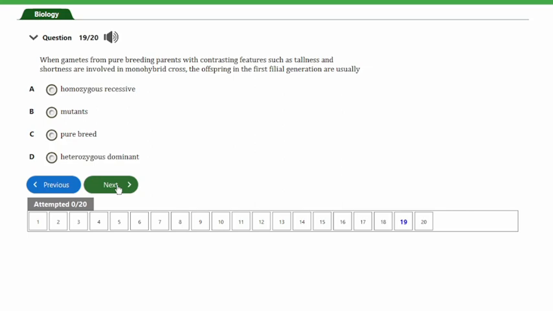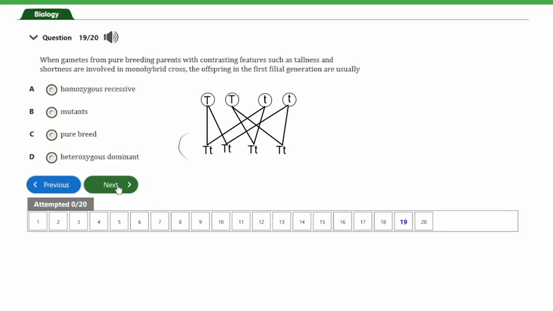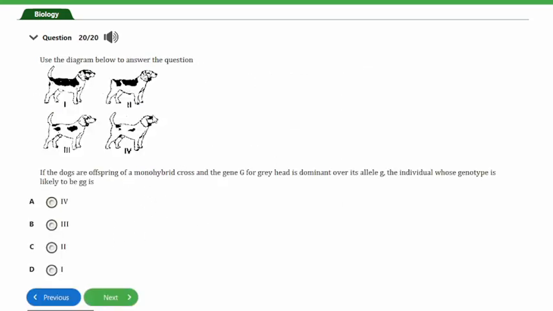In this case, we can illustrate, maybe let's use the allele for tallness here. We have TT, that's capital T, and then we have small letter t, small letter t. And if we make a cross here, you will realize that there is a heterozygous dominance, and all the individuals in this first filial generation here will have a heterozygous tall allele. So guys, that's the answer to this question, and that's option D, heterozygous dominant. So let's look at the next and the last question, guys.